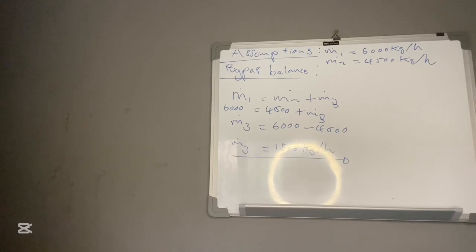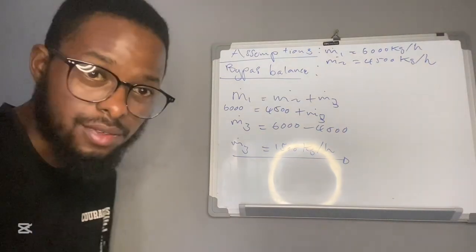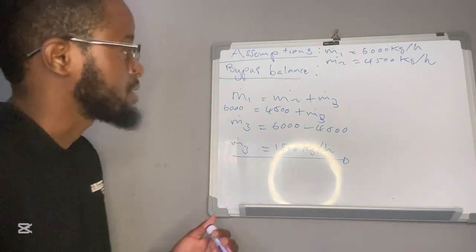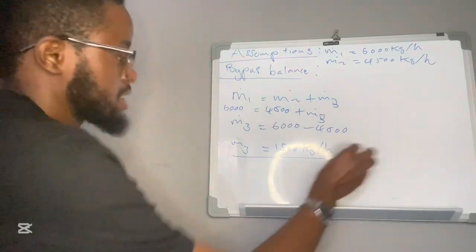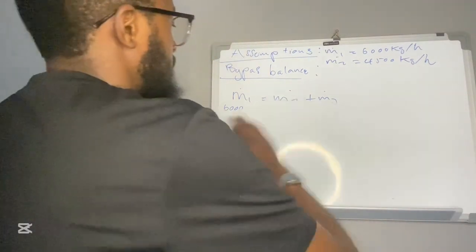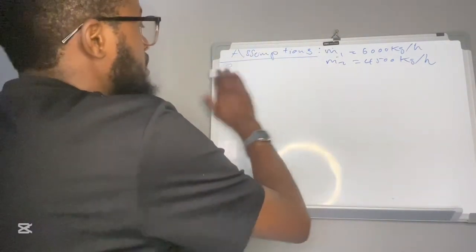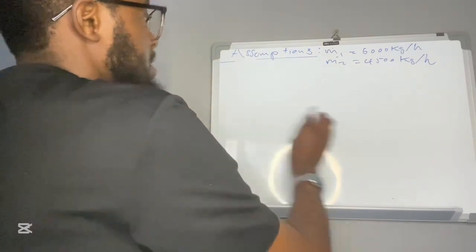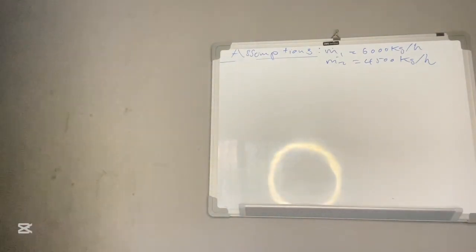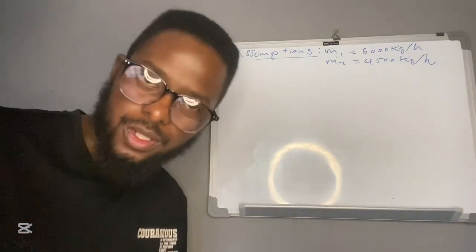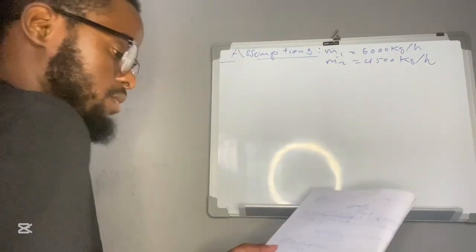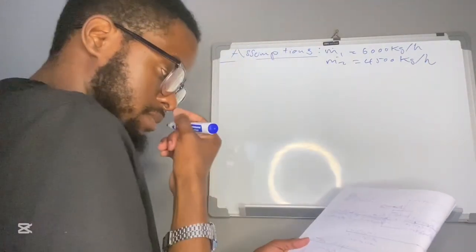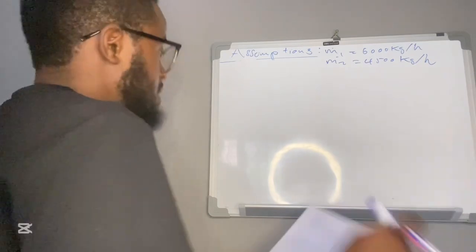Okay. I hope you guys took that down. If you do not understand, you are free to DM me on Instagram and ask me questions. So now we found M3 and what's in the flowchart. So now we are going to the 95% removal.